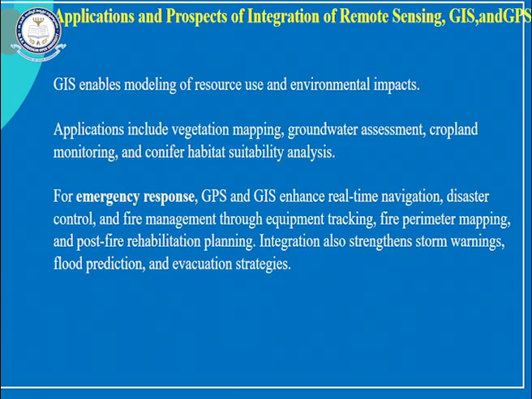So, another important application is mobile mapping. In mobile mapping, GPS, digital cameras and navigation sensors on vehicles, vessels or aircraft collect georeferenced images for various mapping, photogrammetry or utility services. These systems capture accurate spatial and multimedia data efficiently. So, these are all the applications and prospects for integration.